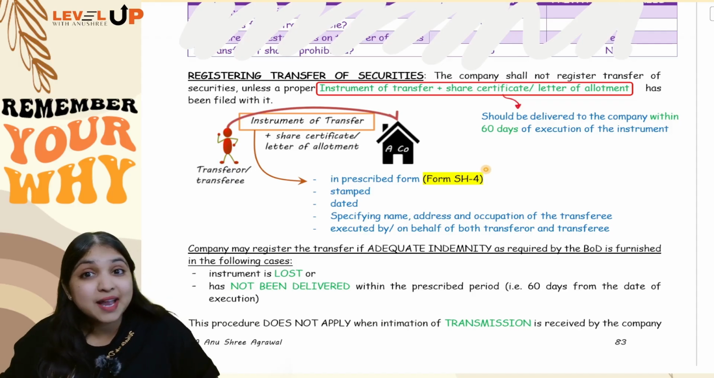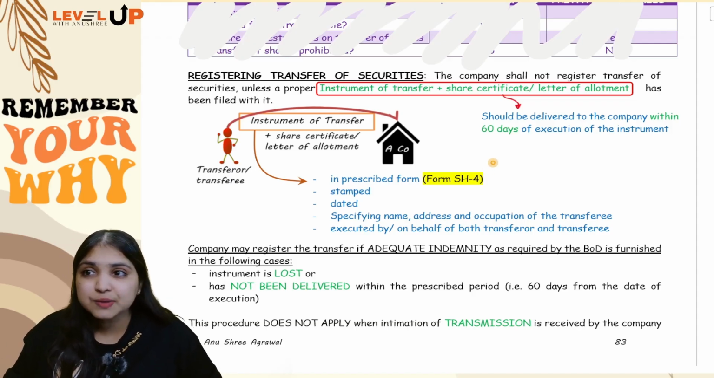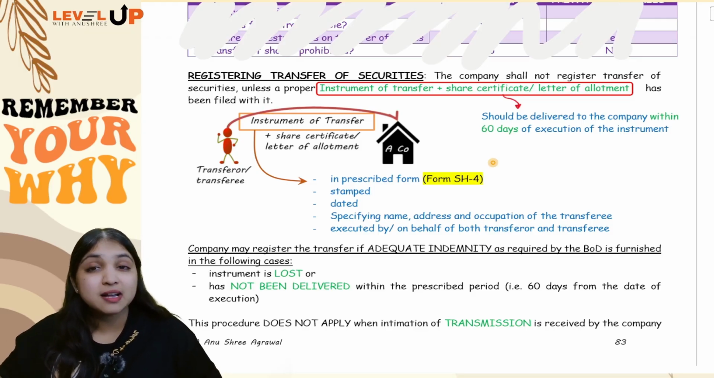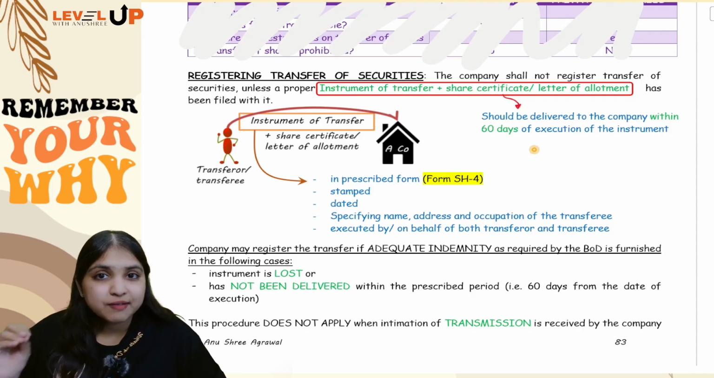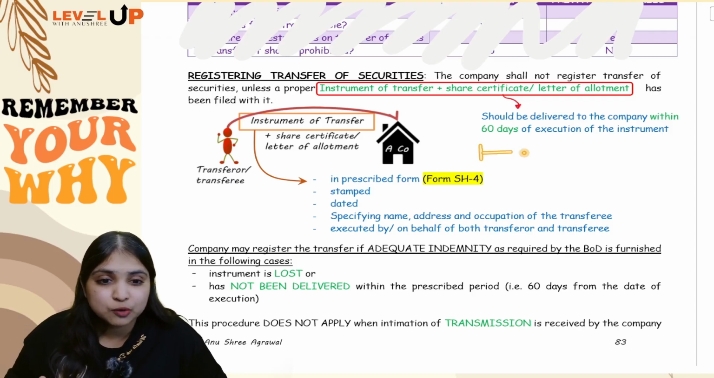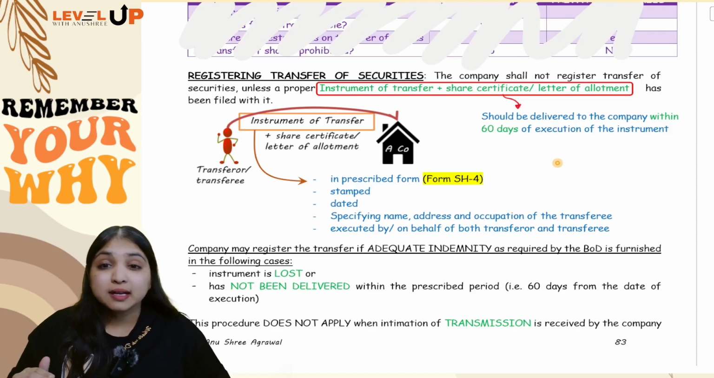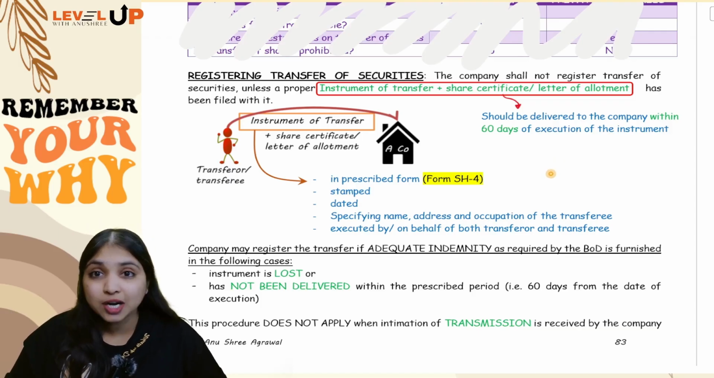Guys, something similar we had in prospectus chapter also. Remember, in prospectus chapter we had learned that once we file the prospectus with the ROC, within 90 days it has to be issued to the public. So same way, even SH4, once it is executed, from the date of execution, within 60 days itself it has to be submitted to the company. Okay, so 60 days is a maximum time limit, not minimum time limit.